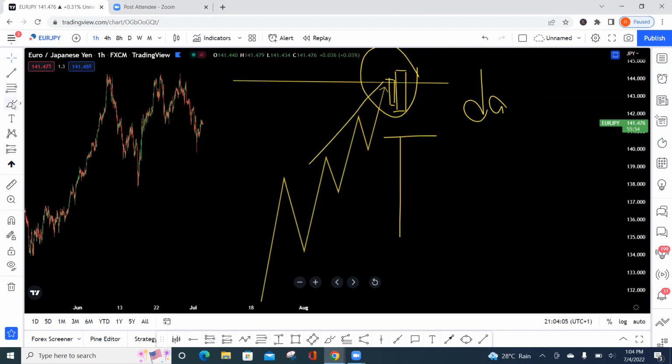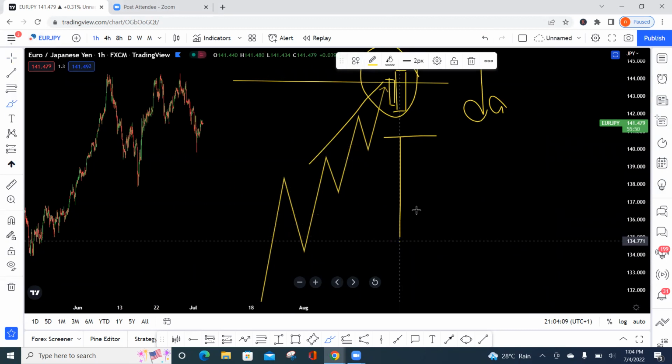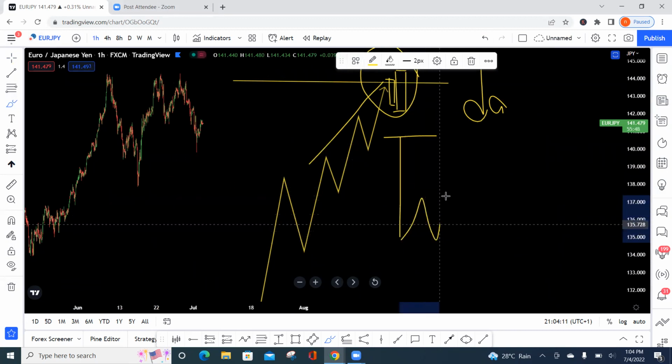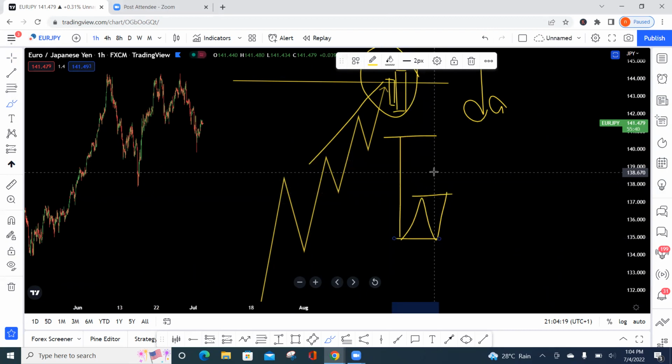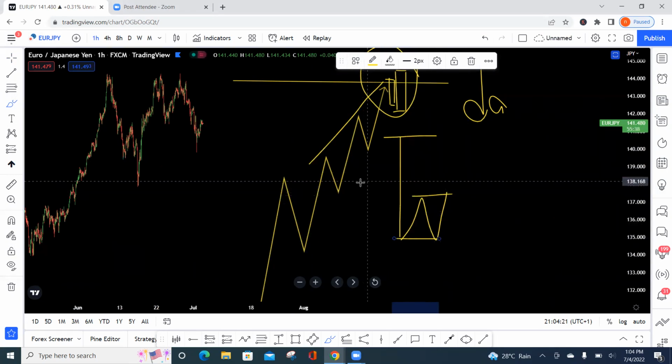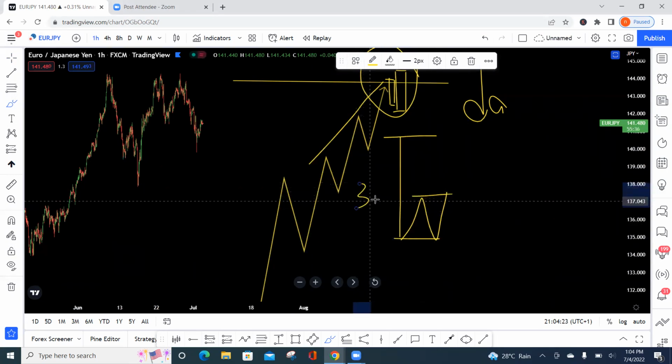Now I've spotted my impulse on the 1 hour time frame. If you form something like this, this is a corrective structure. This is allowed. This may not even get to 50% retracement. It may just end at 38. 38% retracement.